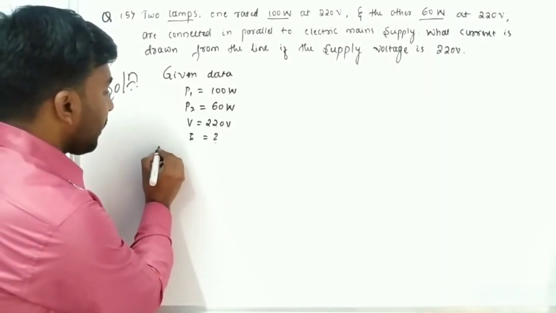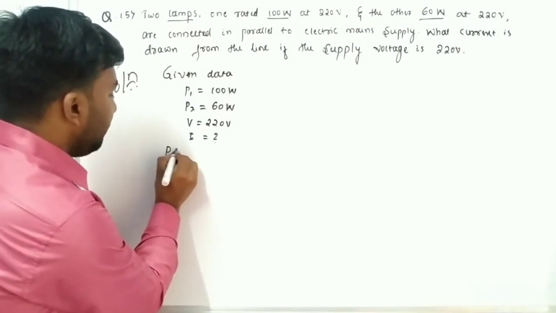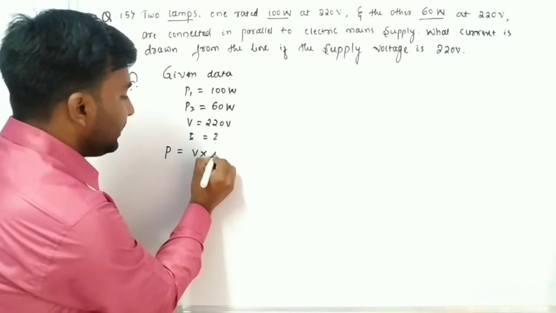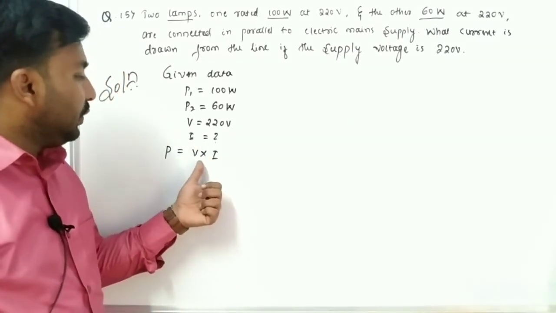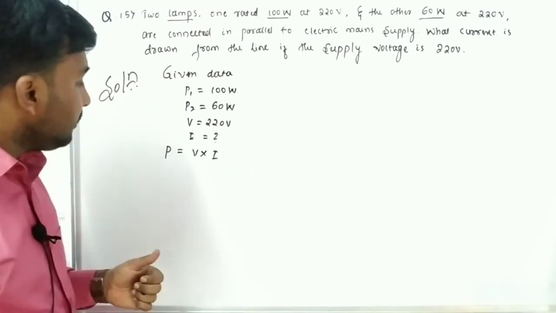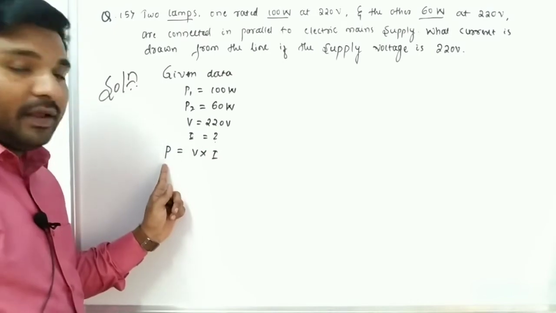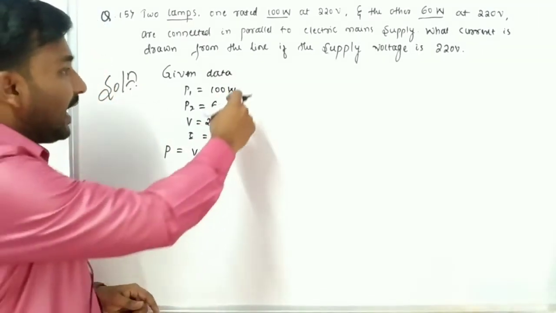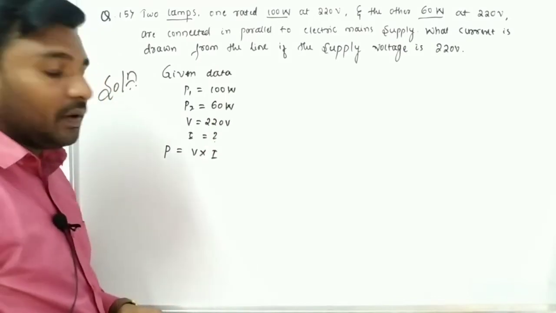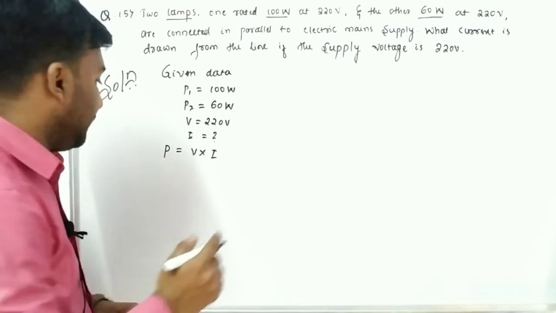So here we know the relation: power is equal to voltage into current. Here voltage we know, and we have the powers P1 and P2. You just add these two, calculate the total power, and since voltage we know, you can easily calculate the current.